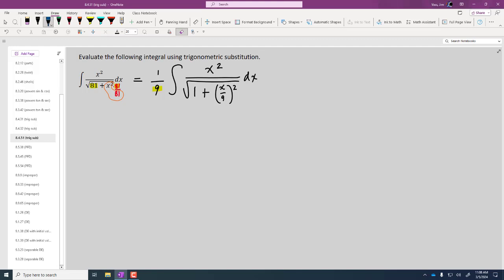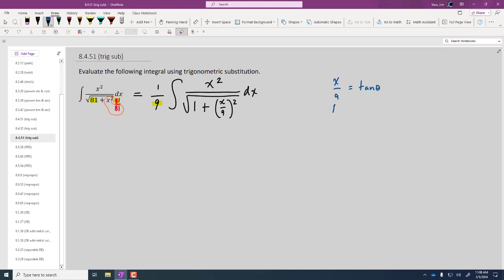So then we said tangent. So that's x divided by 9 is tan of theta. So 1/9 dx will be secant squared of theta d theta. And then we're going to convert. If we just go straight across, all the constants will work out. You don't have to try to be fancy. x squared is going to be 81 tangent squared. And then the dx, isolate the dx, we're going to get 9 secant squared.